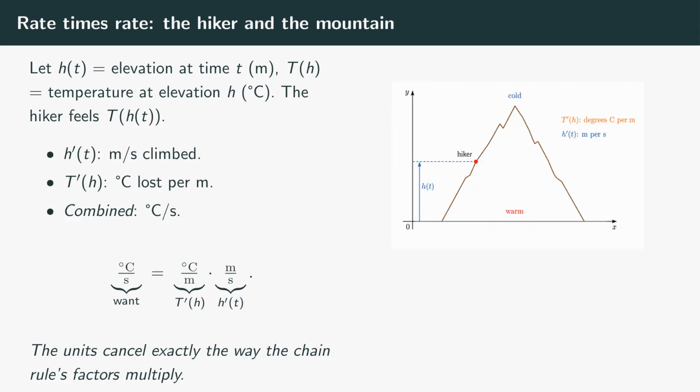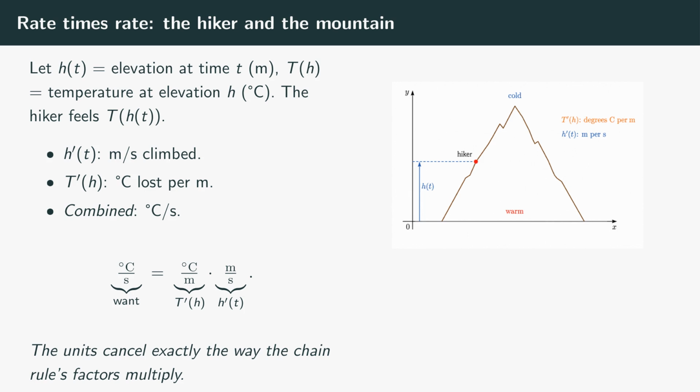The cleanest physical picture of the chain rule: a hiker walks up a mountain. The hiker's elevation is a function of time, call it h of t, measured in meters per second of climbing. The temperature at the mountain depends on elevation, call that T of h, measured in degrees Celsius lost per meter of climb. The hiker doesn't directly experience elevation, the hiker experiences temperature. So the composition is what matters, T of h of t, how the temperature changes as a function of time. How fast is the temperature dropping per second?